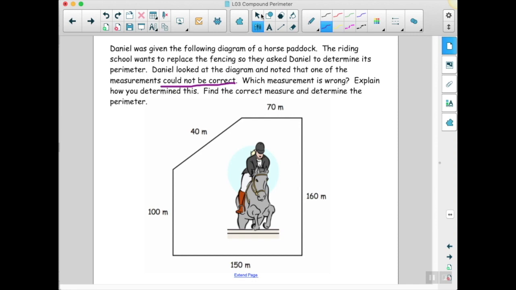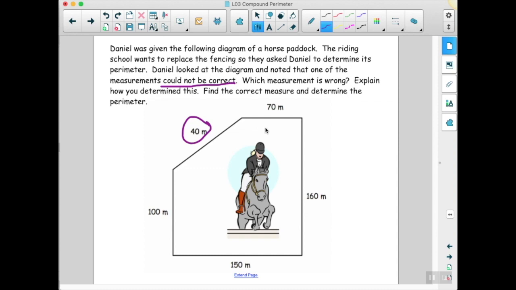So I'm going to point out the one that looks really unreasonable. 70, then 160 would be longer. 150 and 160 should be close. This does look a little bit longer. 100 looks like it's longer than 70, but then take a look at this number here, the 40. That can't be right, because this line segment here is shorter than this one. How can that length be longer? So that's the one that's wrong.